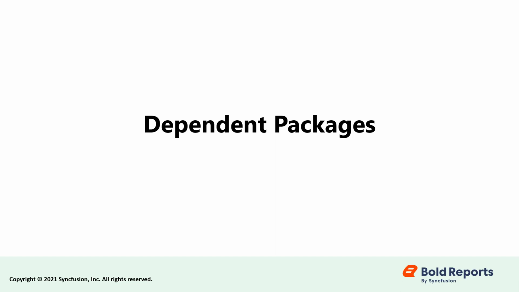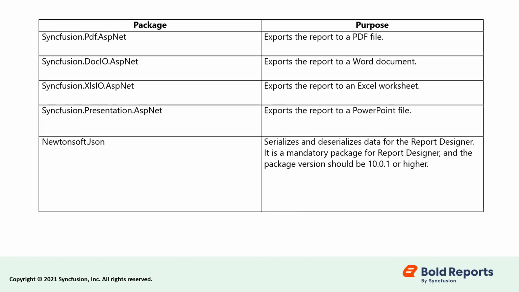The following table provides details about the dependency packages and their usages. The Syncfusion.Pdf.AspNet package is used for exporting RDL or RDLC reports in PDF format. The Syncfusion.DocIO.AspNet package is used for exporting RDL or RDLC reports in Word format. The Syncfusion.XlsIO.AspNet package is used for exporting RDL or RDLC reports in Excel format. Syncfusion.Presentation.AspNet is used for exporting RDL or RDLC reports in PowerPoint format. The Newtonsoft.Json package is used to serialize and deserialize data for Report Designer. The dependent packages will be installed automatically on installing the BoldReports.Web package.